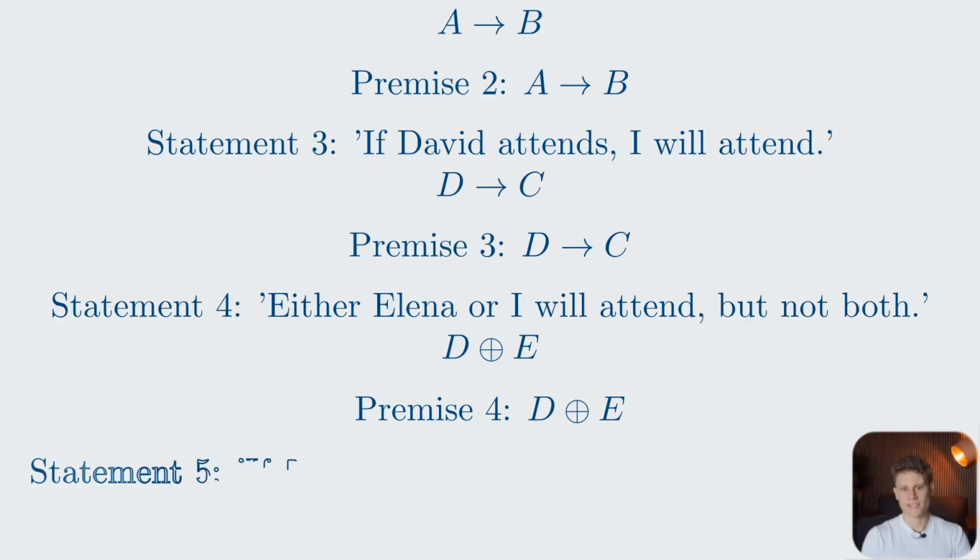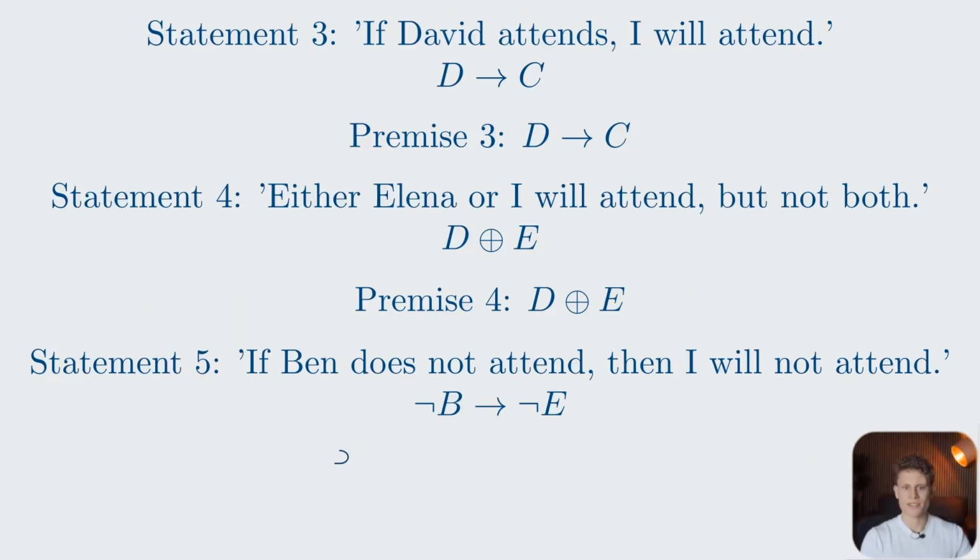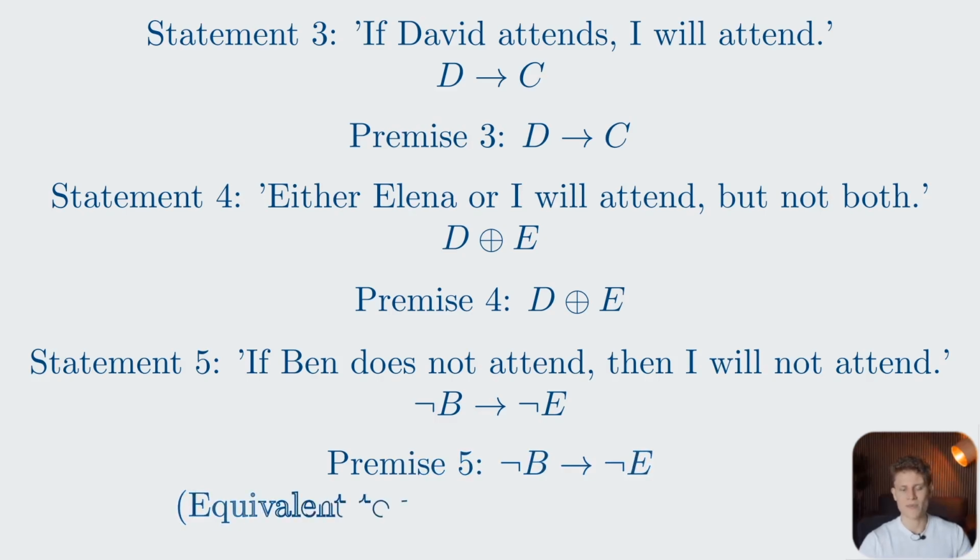Finally, Elena says, if Ben does not attend, then I will not attend either. Let's translate this part by part. This gives us our fifth premise. Not B implies not E. An important logical tool here is the contrapositive. The statement not B implies not E is logically equivalent to E implies B. That is, if Elena attends, Ben must attend. We will find this form easier to work with.